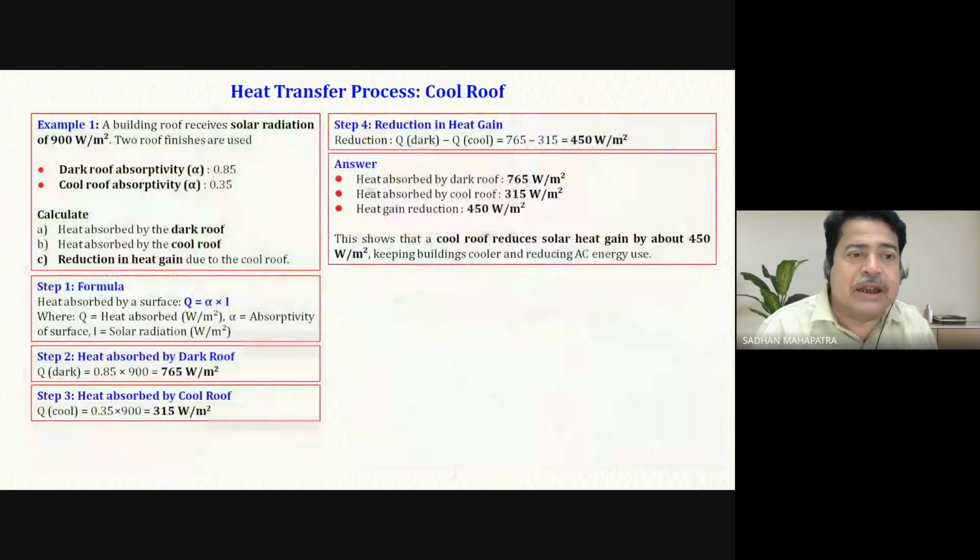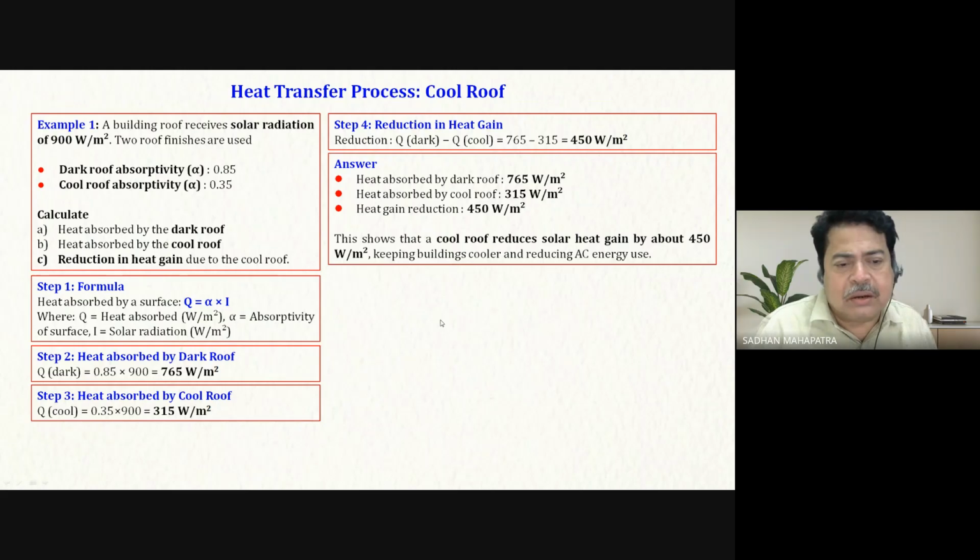Let's look at some examples. Say a building roof receives solar radiation of 900 watt per meter square. Two roof finishes are used. One is a dark roof with absorbability 0.85. Another is a cool roof with absorbability 0.35. Now let's calculate the heat absorbed by the dark roof and the cool roof, and what is the reduction in heat gain due to the cool roof.